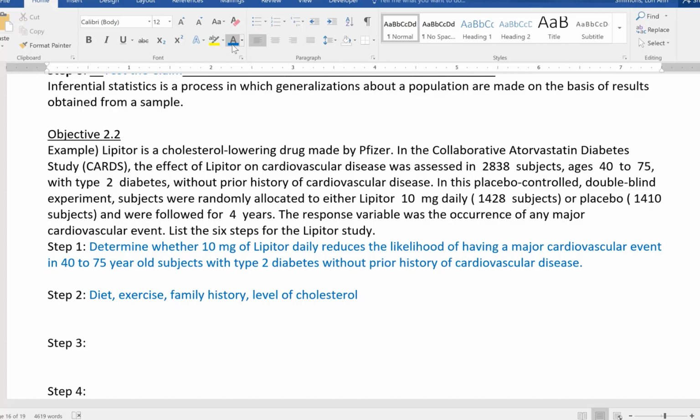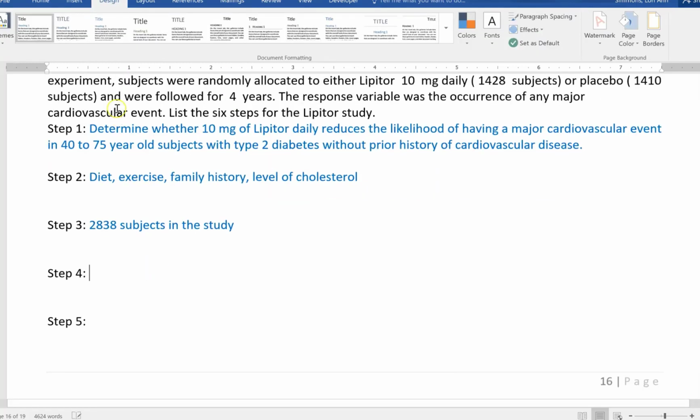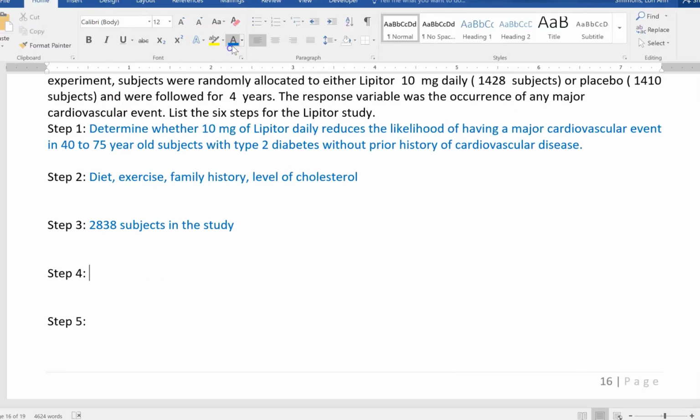Step 3, determine the number of experimental units. They had 2,838 subjects in the study. Step 4, determine the level of each factor. So we had 10 milligrams of the Lipitor or placebo.